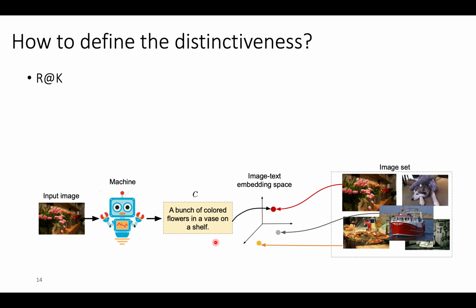There is a popular metric for distinctiveness, recall at K. Here, the target caption is used as the query to retrieve the target image in a pre-trained image text embedding space. Ideally, a correct and distinctive caption should retrieve the image, here the flowers, among a huge image set. However, this metric is time-consuming because there are thousands of images in the joint space, and different pre-trained embedding space should result in different recall value.